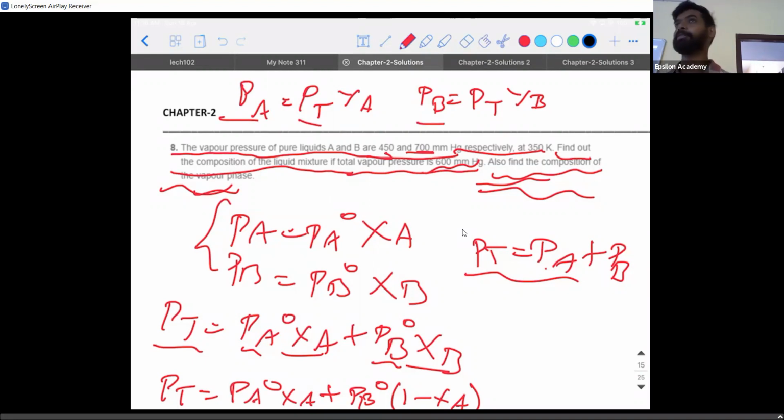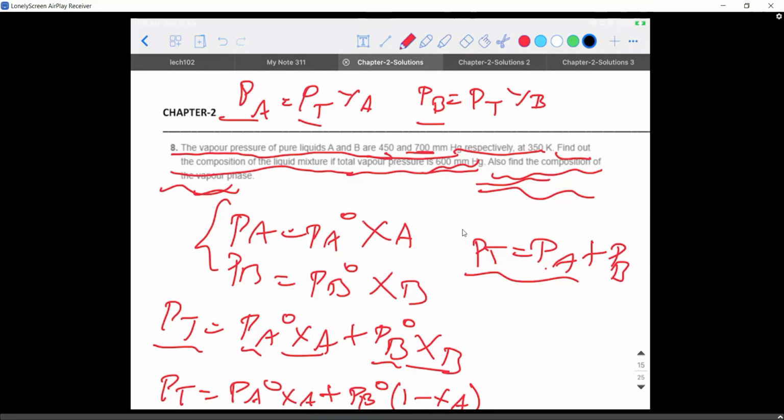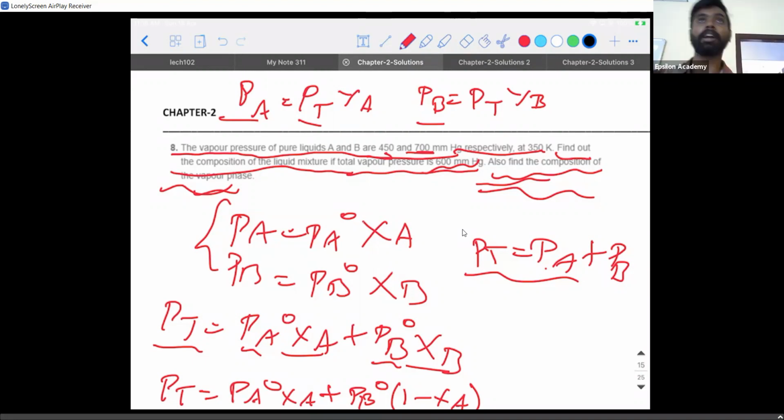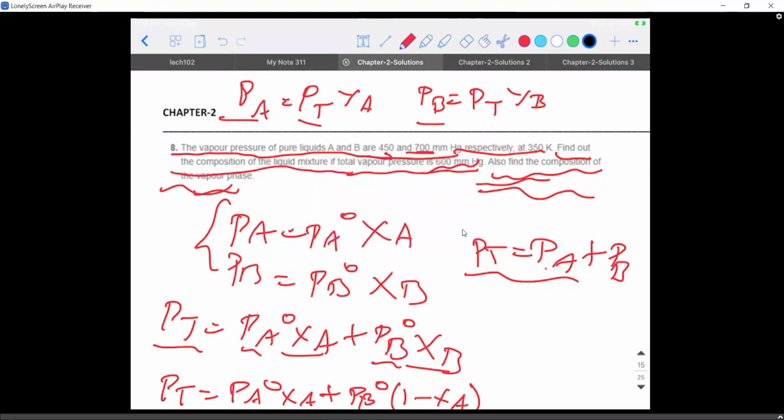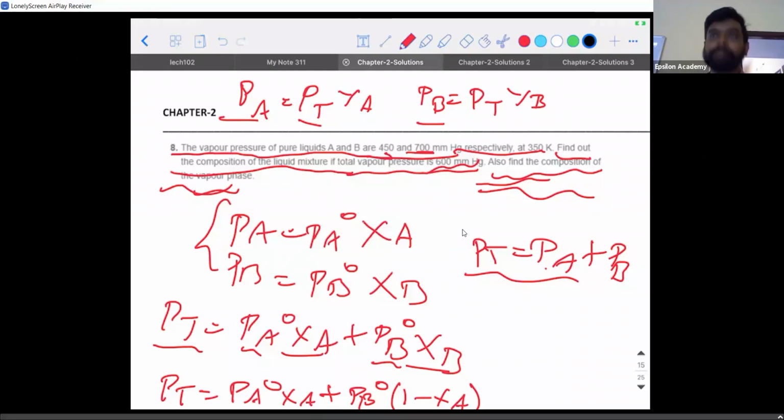Mole fraction cannot be greater than... Sir, tell me, both are 0.5? What's your name? Ashik. 0.5 and 0.5. Okay, what is your answer, Kana? Here, 0.3 and 0.7. Okay, one answer I'm getting is 0.3 and 0.7. Okay, fine, we'll see what the answer is.